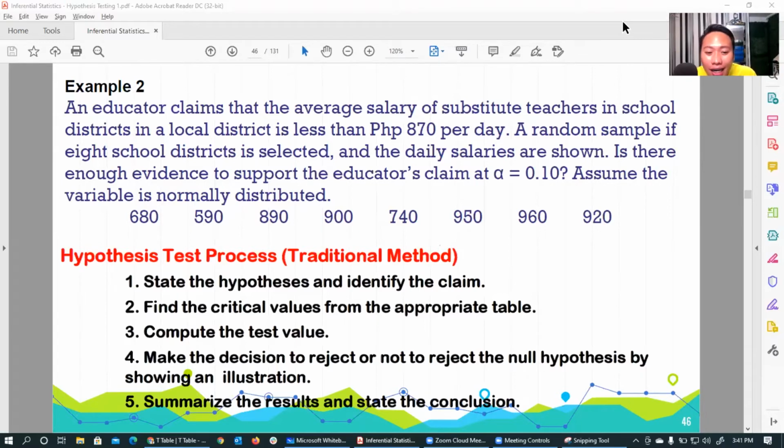Now, let's work on the critical values from the appropriate table. So, what is your critical value? Very good. Everyone seems to get the correct answer, 1.415. Perfect. So it's confirmed, it's correct. 1.415. So thank you so much, Richard and Sano. What is your computed test value? Your step 3.